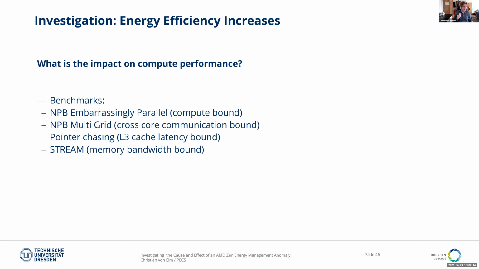For that we've looked at a set of different benchmarks which are bound by different parts of the processor design: the embarrassingly parallel benchmark, which is bound by raw compute performance, the multi-grid benchmark, which is bound by the performance of the cross-core communication architecture, the pointer chasing benchmark, which is bound by the latency of the level 3 caches, and the stream benchmark, which is bound by memory bandwidth.